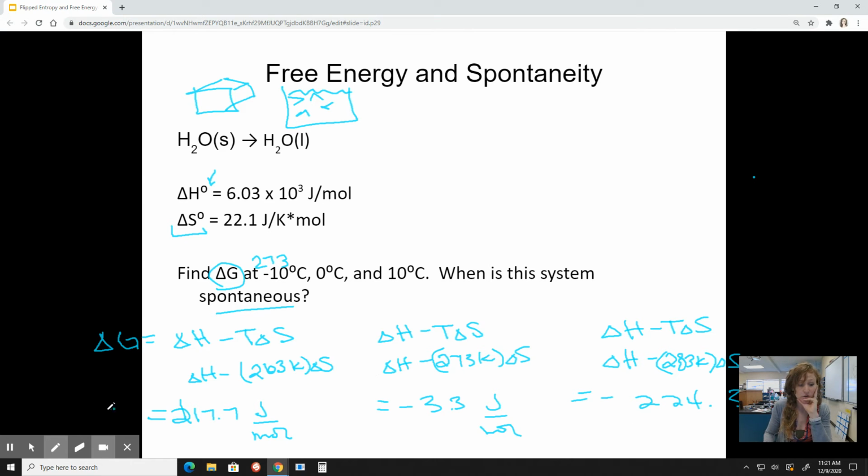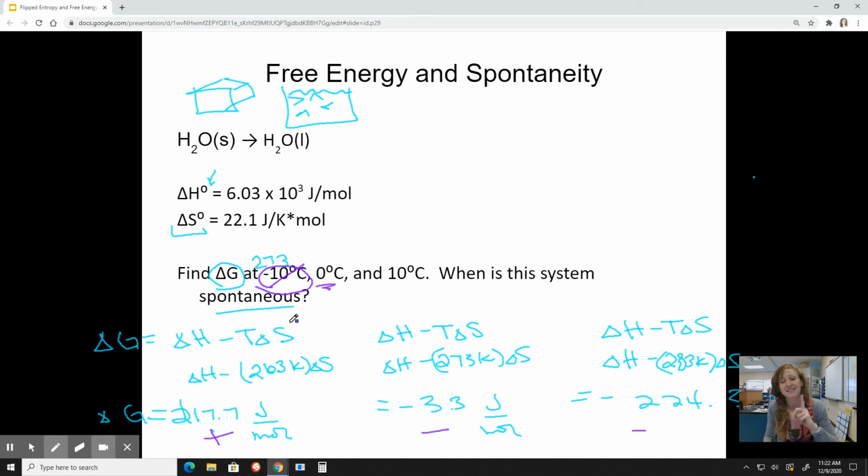Okay, so here we go. I have delta G for these three systems. The first one is going to be -10, the second one is going to be 0, and then the third one is going to be 10. So notice that the first one comes out positive. The second one comes out negative, but barely, and then the third one comes out negative with a pretty good magnitude. So the system is not spontaneous at -10 degrees Celsius. The system is barely spontaneous at 0 degrees Celsius.